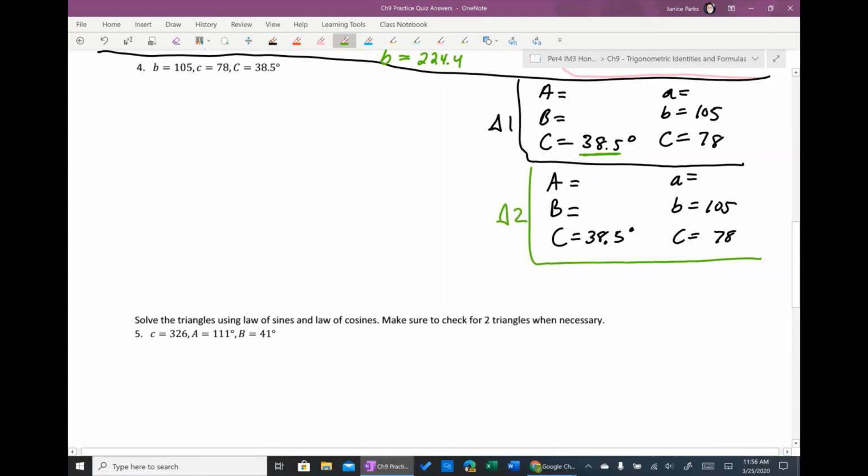So for the first triangle, we have sine of 38.5 over 78 is equal to sine of B over 105. Again, cross multiply, divide by 78. So you're going to get sine of B is equal to 0.838. Then you're going to take the inverse sine of both sides, and you're going to get 56.9 degrees.